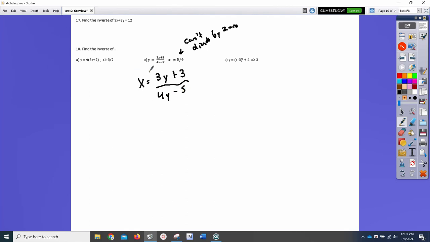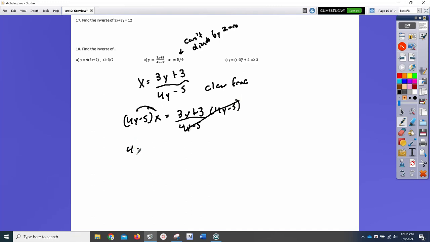And what we're going to do is clear the fraction. We're going to multiply both sides by 4y minus 5. Cancellation on the right. Going to invoke the distributive property. 4yx minus 5x equals 3y plus 3.